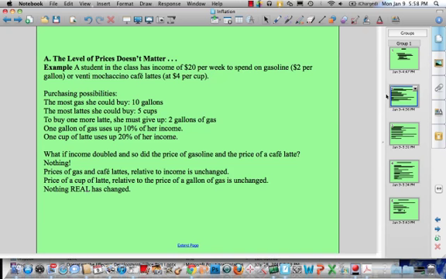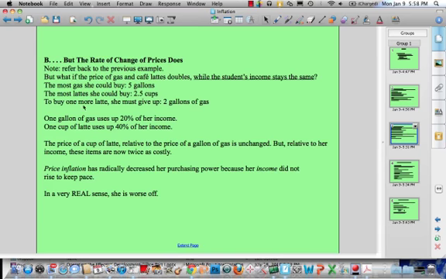Nothing real has changed. That's the important thing to take away from this. When price levels change consistent with changes in income, it doesn't matter. The rate of change of prices does matter when the prices are changing faster than income.